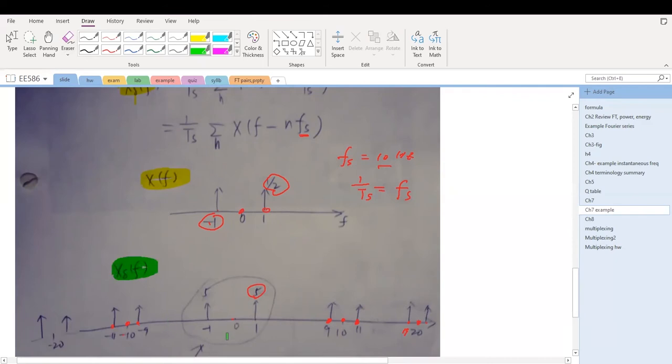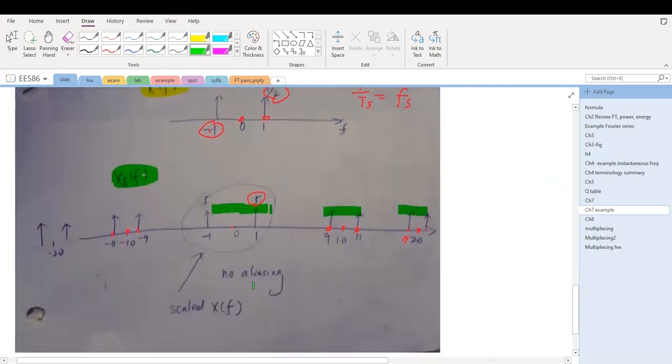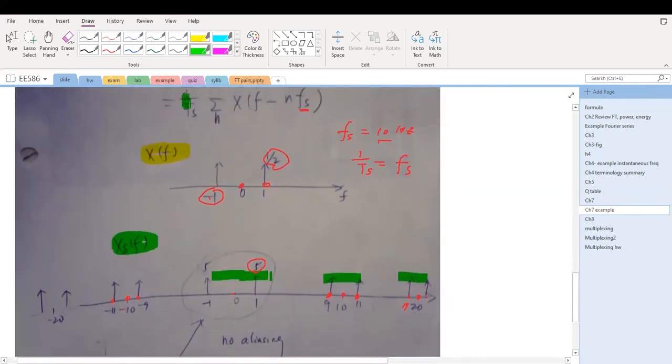This is the spectrum of the sampled signal. From the spectrum, we can see the copies of the spectrum are not overlapping because our sampling rate is high enough. So therefore, there's no aliasing in this case. There's no aliasing. And the whole portion of this is scaled by 1 over Ts here. In this case, we can use a low-pass filter to filter out this spectrum such that the original continuous time signal can be recovered from the samples.